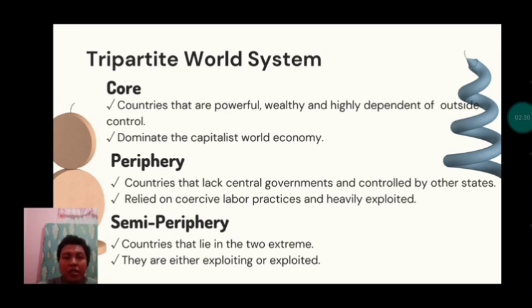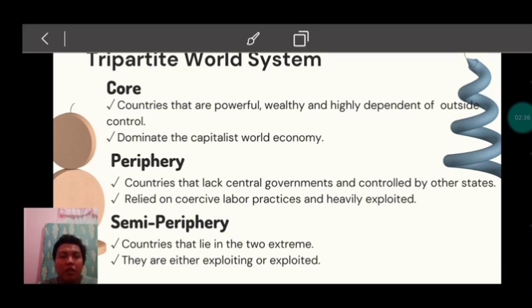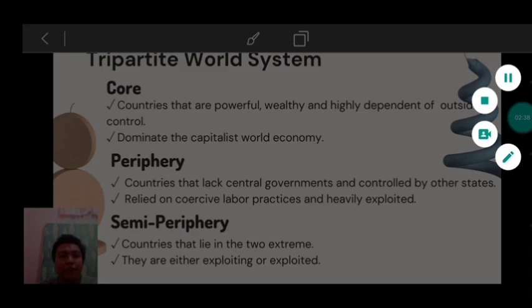Now let's proceed to the modern world system theory model of Immanuel Wallerstein.